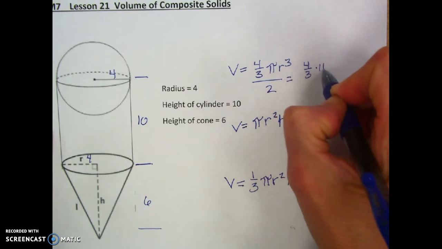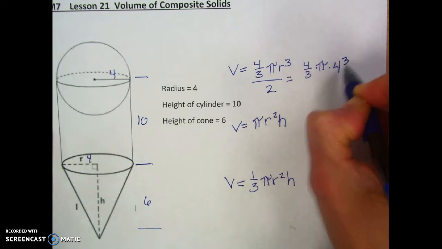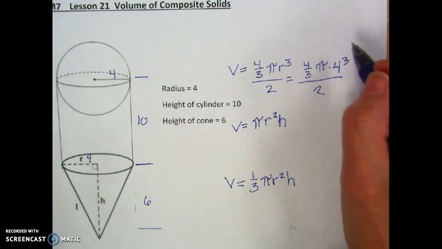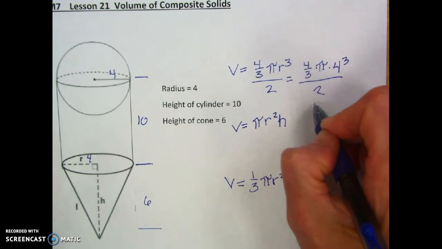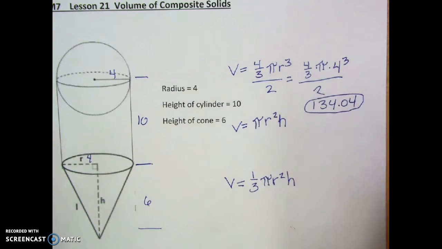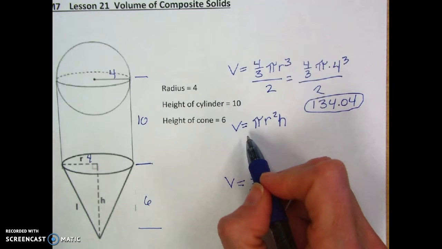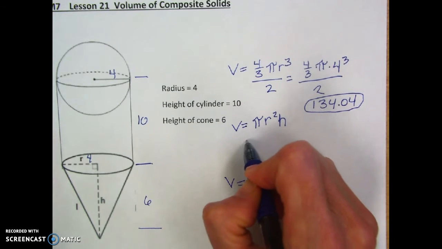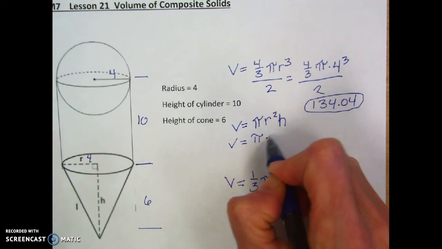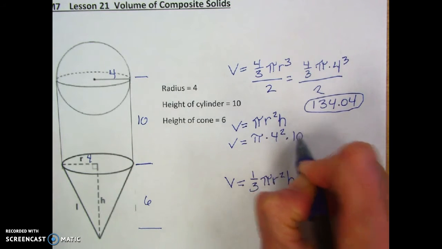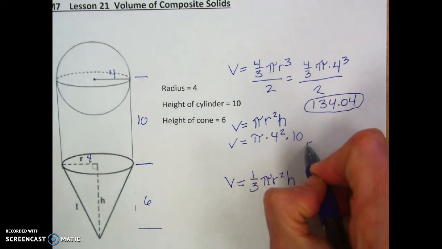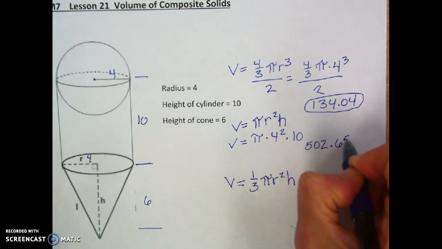4/3 times pi times the radius we said was 4 cubed, and then we need to divide that answer by 2. When we do that, we get 134.04. For the cylinder, volume equals pi times the radius, which we said was 4, squared times the height, which is 10. So when we work this out, we get 502.65.